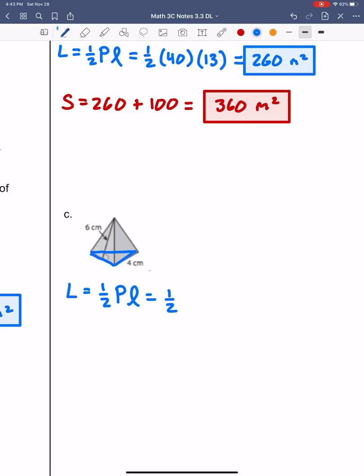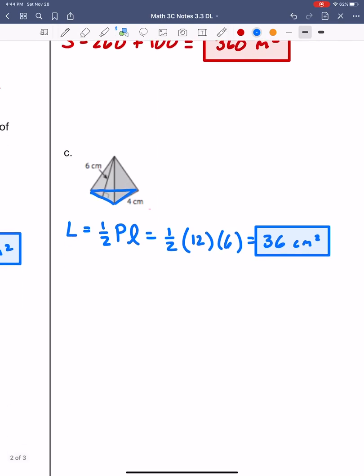So that's just going to give me 1/2, the perimeter is going to be 12, and the slant height they've given me as 6. And so I can go ahead and find that this is going to be 36 centimeters squared for my lateral area. Okay, so that's everything except for the base of the triangular pyramid.